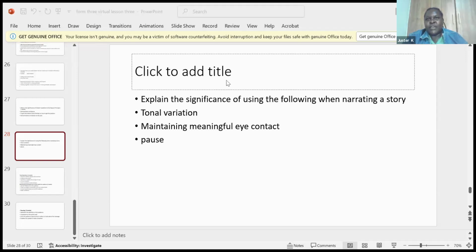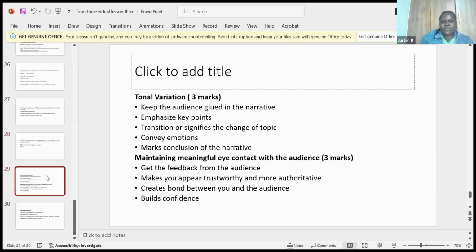The question that we have here is during a narration. Let us assume you're reciting a poem during the drama festivals. What is the significance of you maintaining eye contact with your audience? That is what the question is asking here. What is the importance of you maintaining eye contact with the audience? Let us just go through the answers and see.